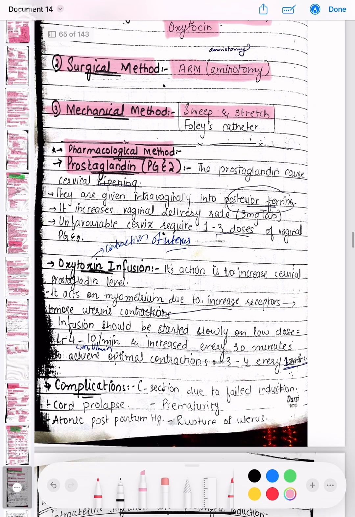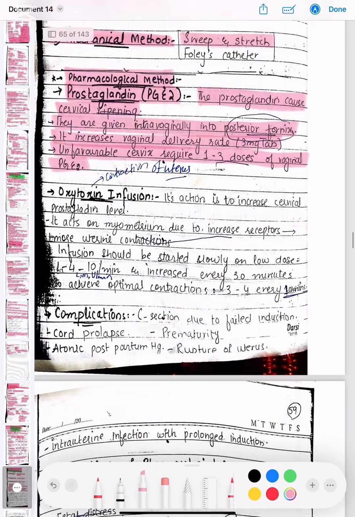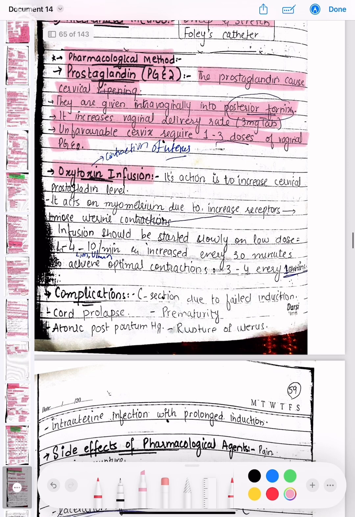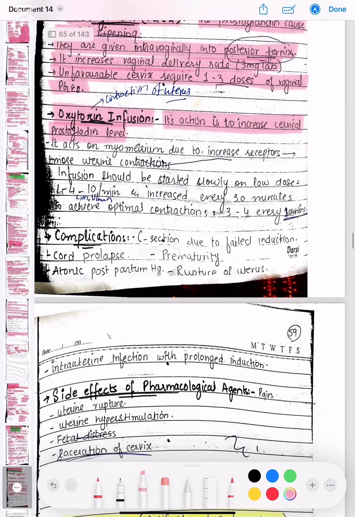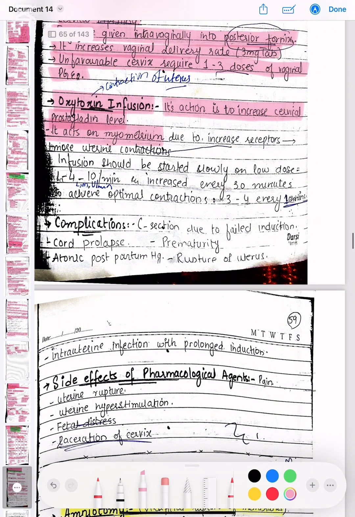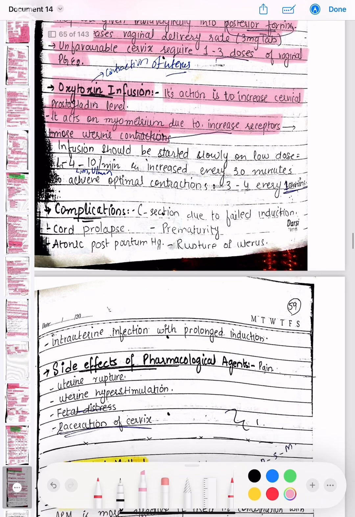Prostaglandin PGE2. The prostaglandin causes cervical ripening. They are given intravaginally into the posterior fornix. It increases vaginal delivery rate, that is 3 mg tablet, and an unfavorable cervix requires 1 to 3 doses of the vaginal PGE2. Then oxytocin infusion. Its action is to increase the cervical prostaglandin level. It acts on the myometrium due to increased receptors, causing more uterine contractions.